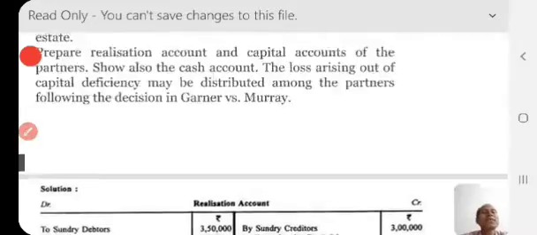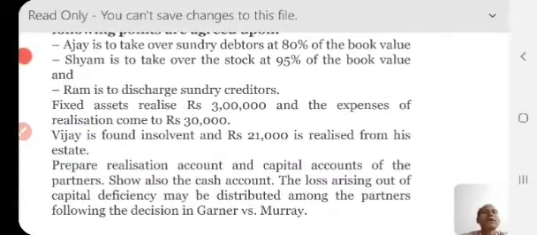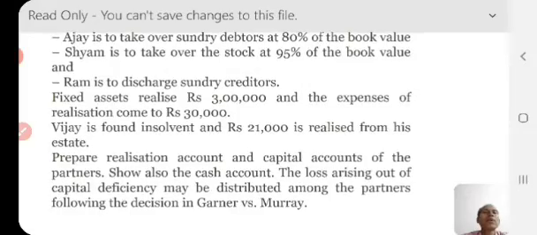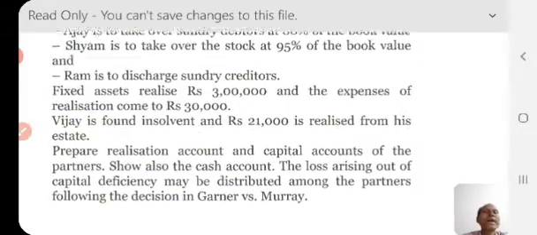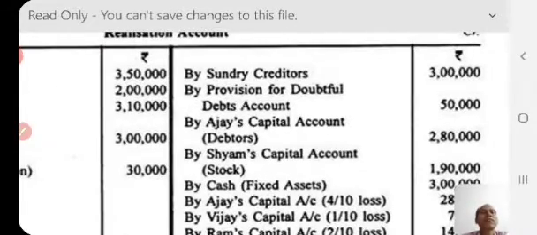So see this one. What is the 95%? Sorry, 90. Sham is to take over the stock at 95%. So it meets the accurate. Yes, some doubt was there. Now it is cleared.